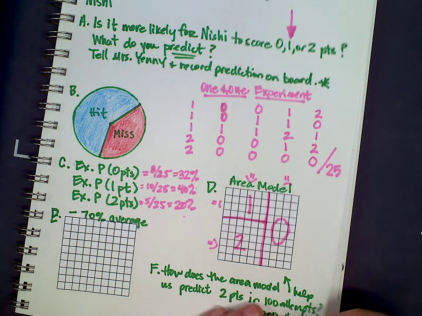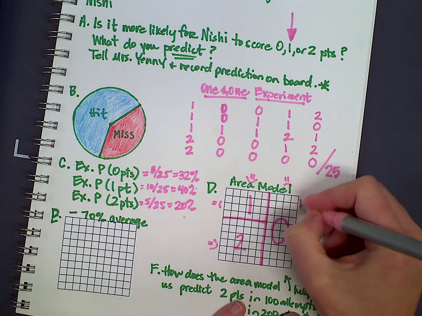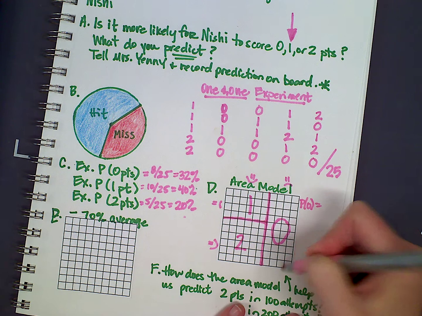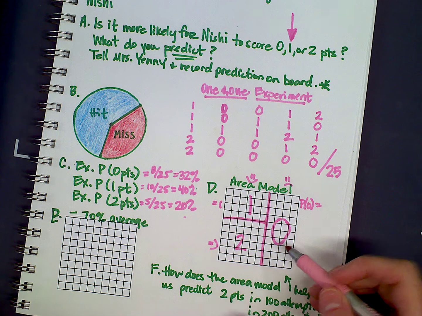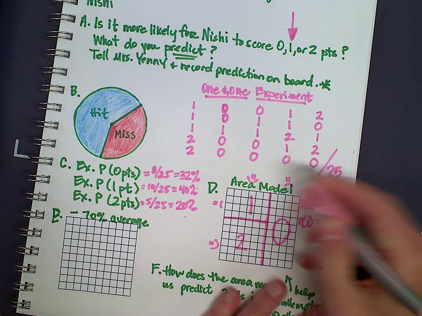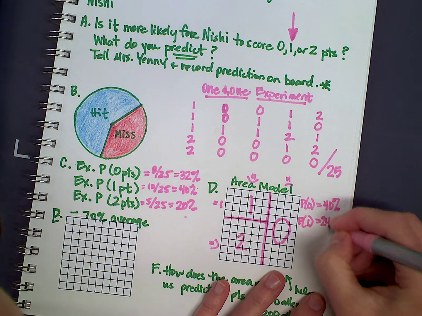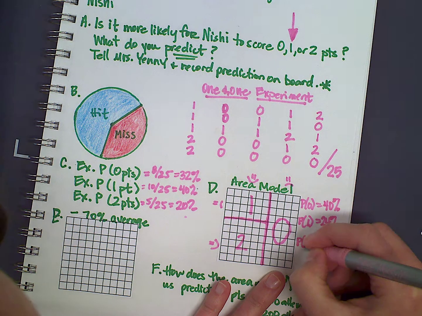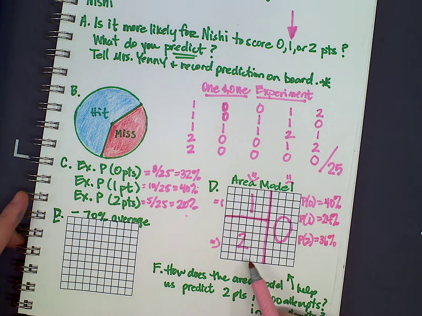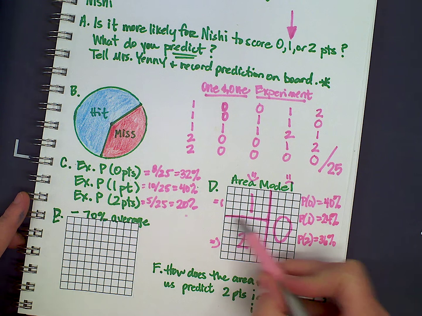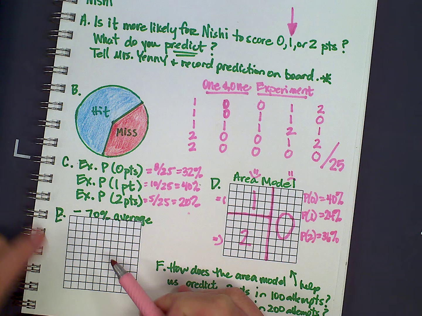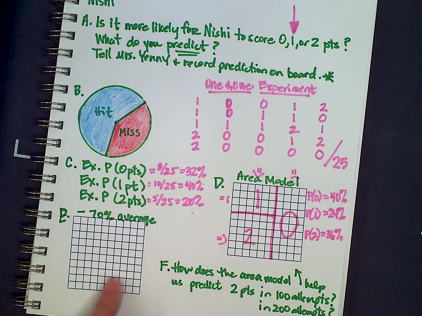So what I'm going to do now is find the probability of each of these sections. The probability of scoring 0 points is this entire section of the area model, and that's because remember that if you miss it, you don't get a second shot. So that's 40%. The probability of scoring 1 point in this case is 24%, and the probability of scoring 2 points is 36%. Okay, that's question D. And of course I did that by simply finding the area of this section out of my 100 grid.